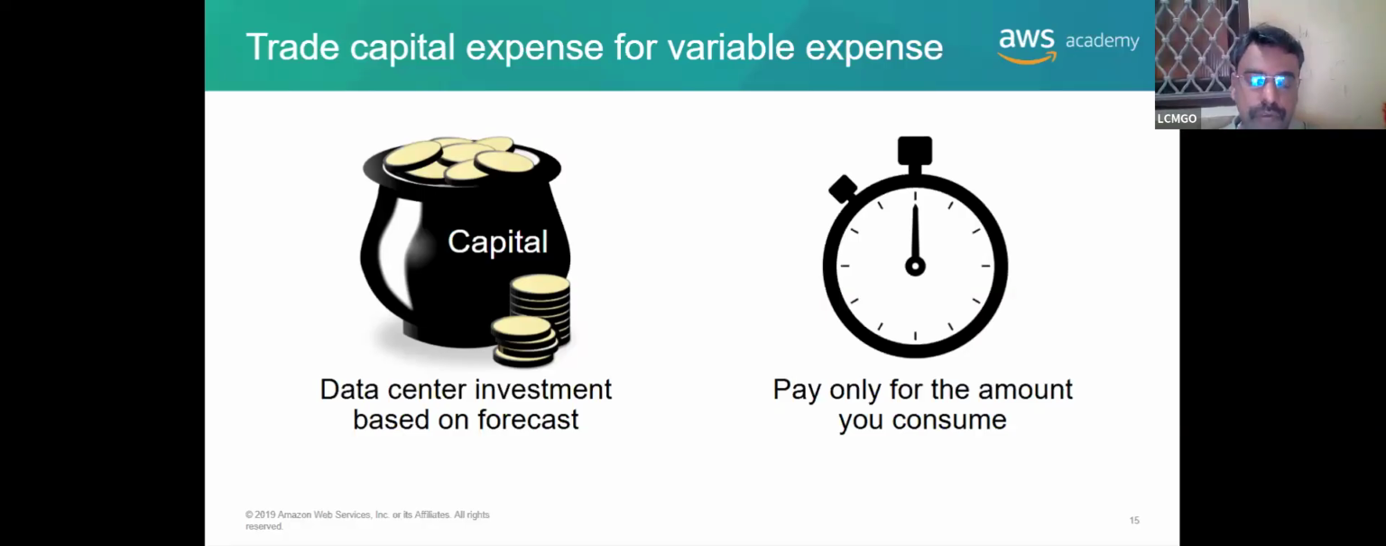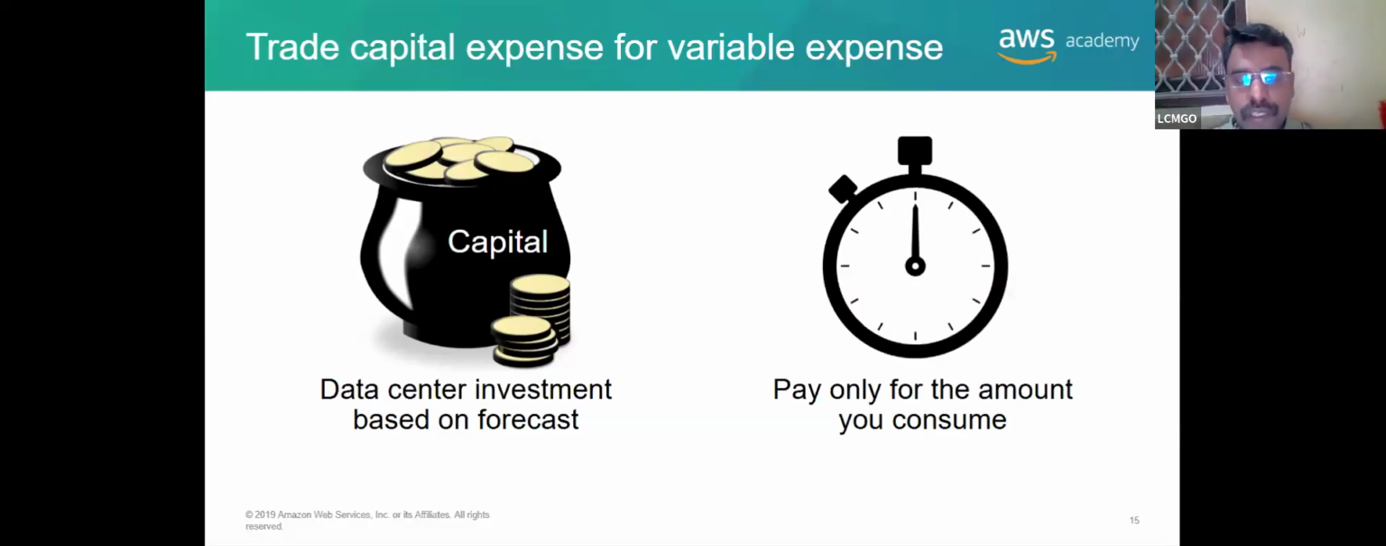Variable expense means whatever we give to the employees based on their performance, that is variable pay. Same thing, that's what they are saying. First one, instead of investing huge money in creating a data center, you pay only for the amount you consume. Even if you take a data center, as we discussed yesterday, you have to invest capital: space, rent, electricity, internet, everything. But when you move to cloud, you pay only for what you used. So that's the first advantage AWS is saying.